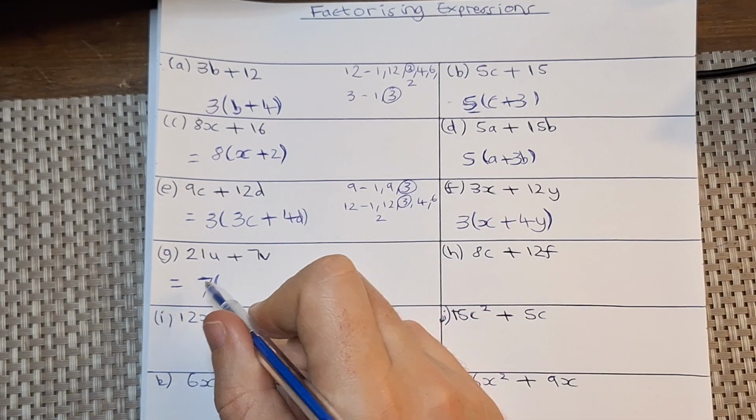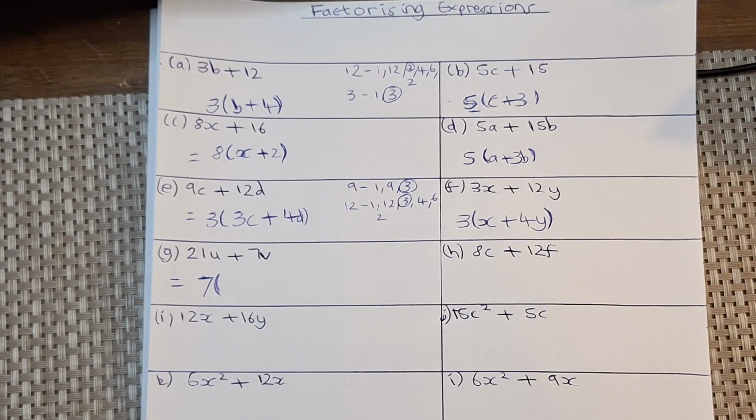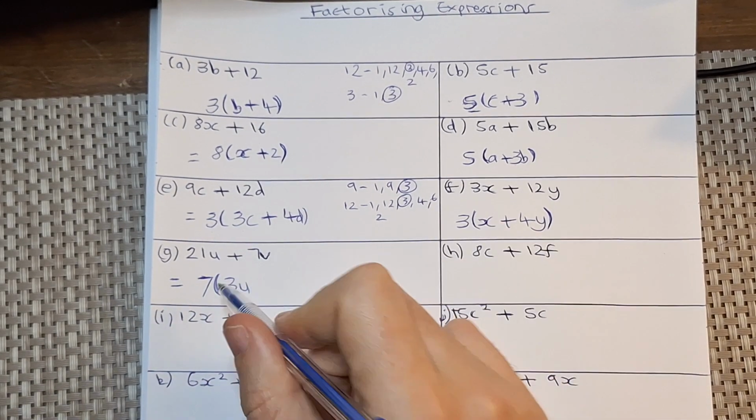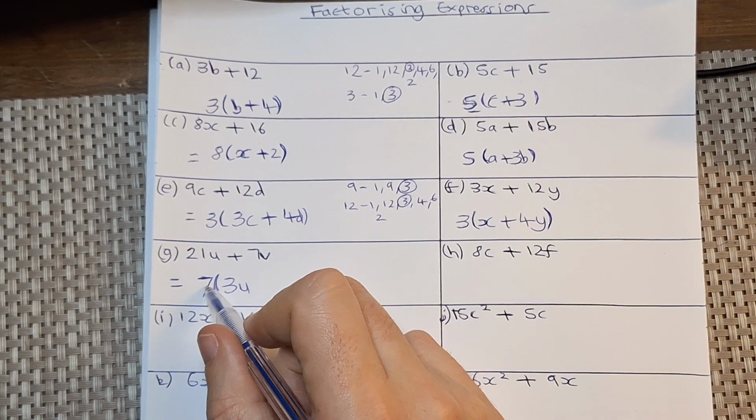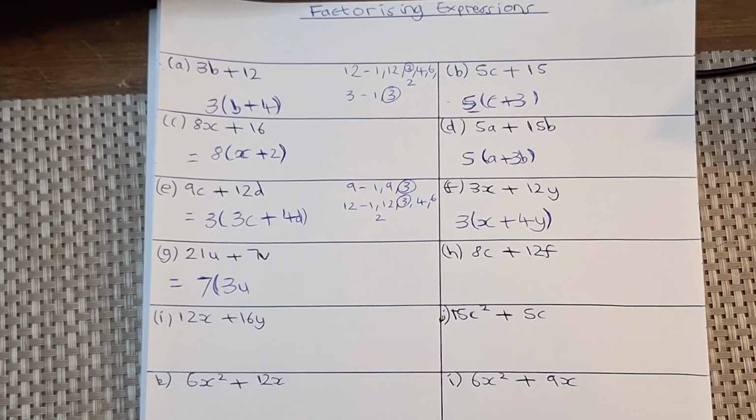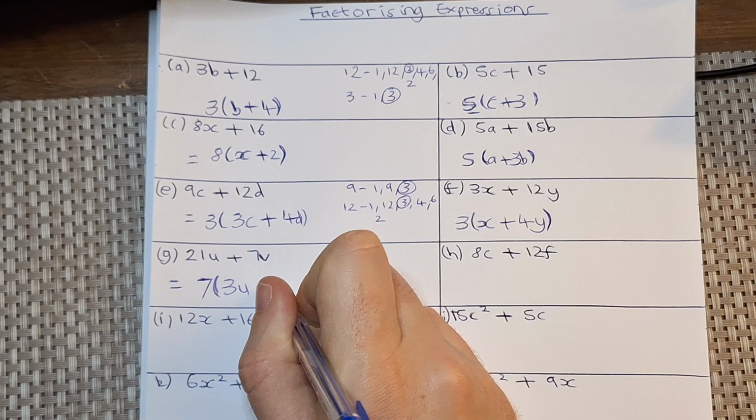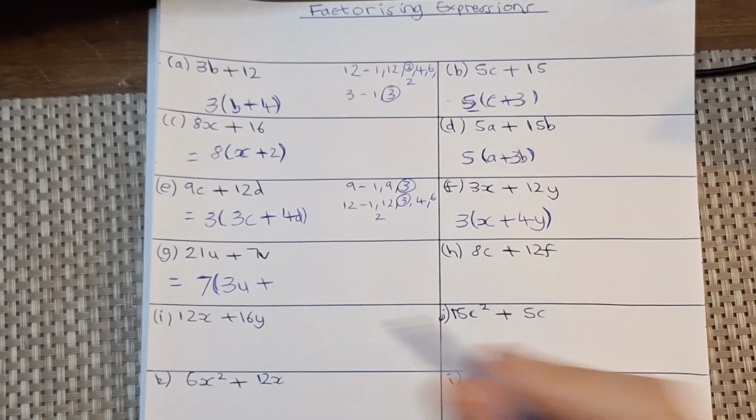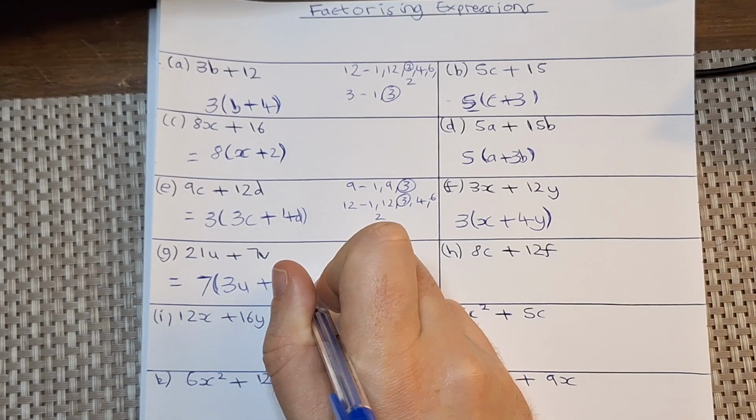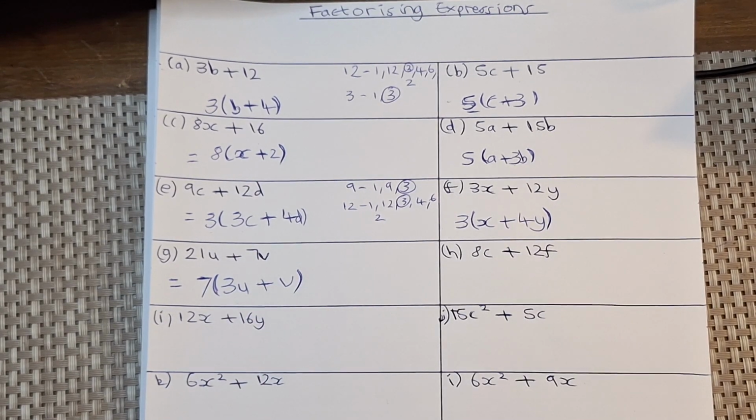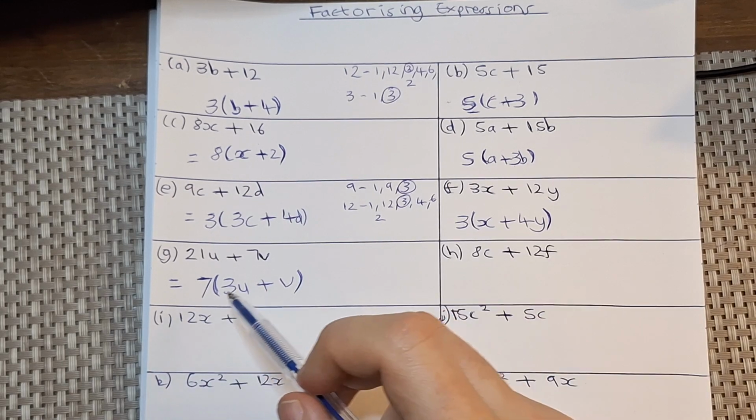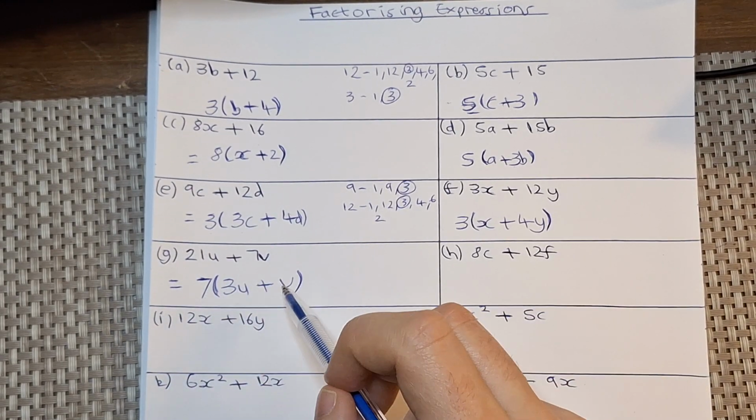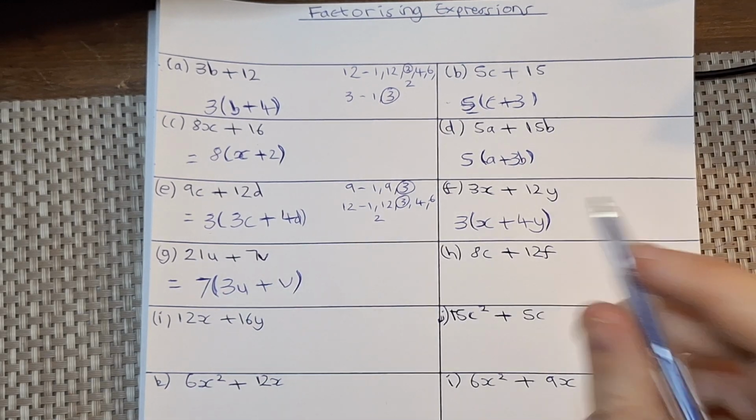Now, what do we have to multiply 7 by to get 21u? Well, the answer is 3u. 7 times 3 is 21, so 7 times 3u is 21u. And what do we have to multiply 7 by to get 7v? Well, it's simply v. Again, we can expand this bracket just to check. 7 times 3u is 21u. 7 times v is 7v.